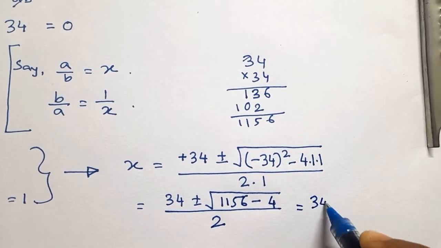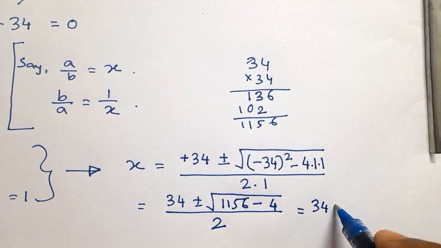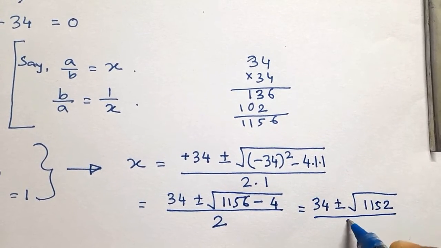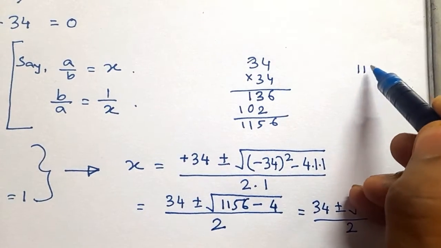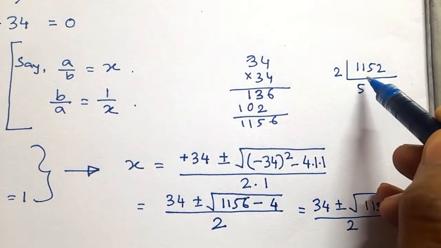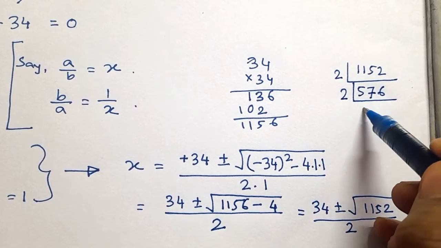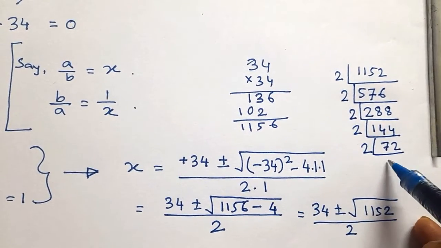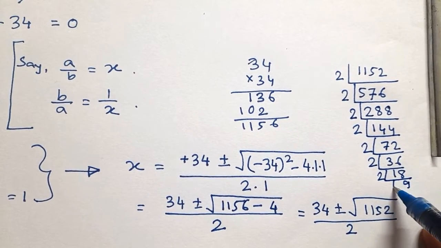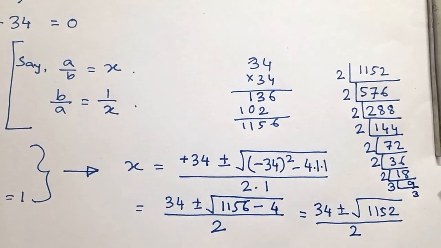Now this will become 34 plus minus root over of 1152 divided by 2. Now if we factorize this 1152, what do we get? It will come 576, again we divide it with 2, it comes 288, then 144, 72, 36, then 18, then 9, and dividing it with 3, it comes 3.